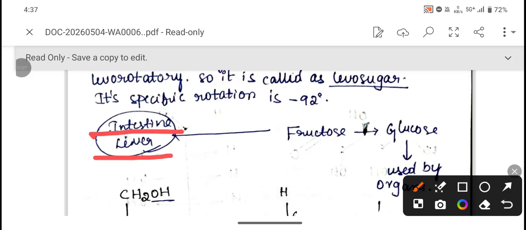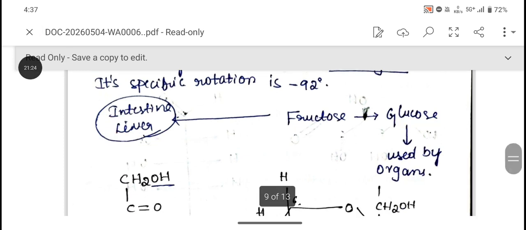In the intestine and liver, which are the digestive organs, the fructose is converted into glucose, and only upon the conversion of fructose into glucose will it be used by the organs. So the fructose cannot be directly utilized by the organs; it must be converted into glucose, then the body organs will be able to use it.